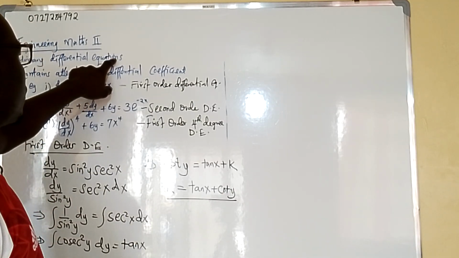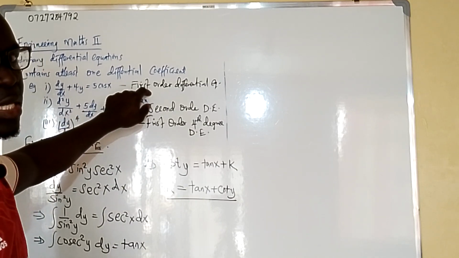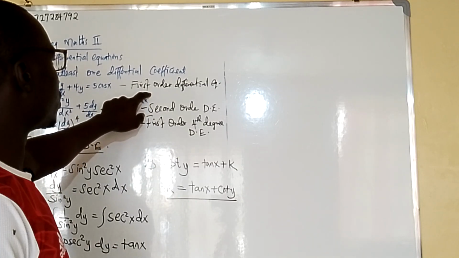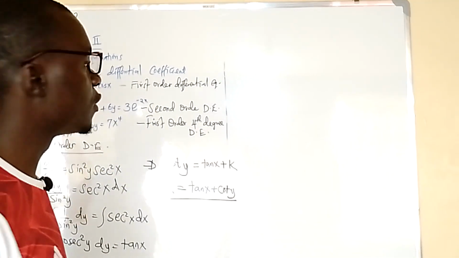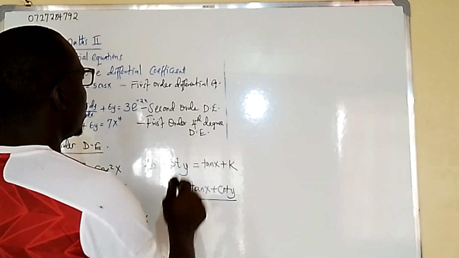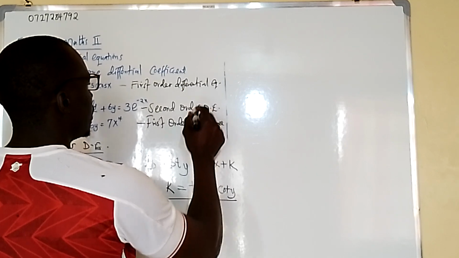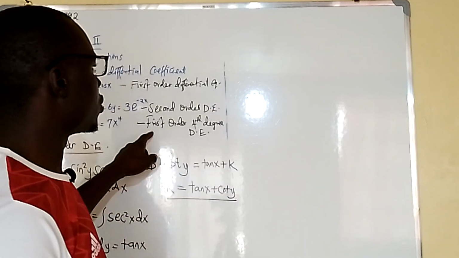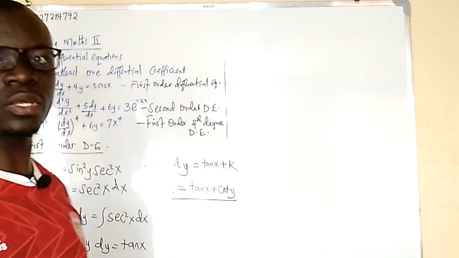Ordinary differential equations, first order is always the simplest to simplify, or rather to solve. But we'll move to the second order. We'll also check how to simplify it, and also first order, fourth degree.